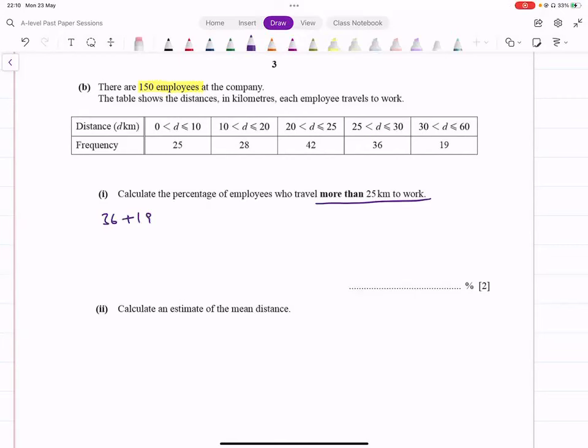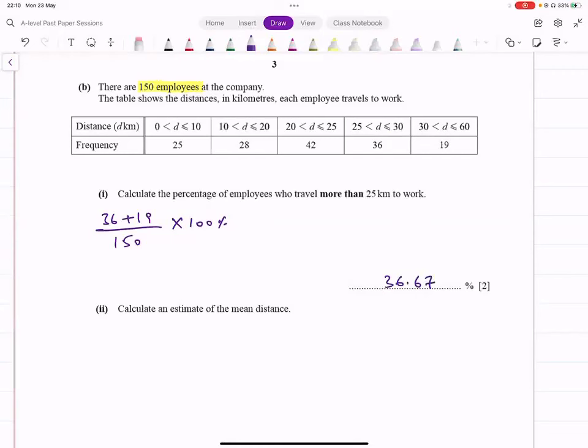36 plus 19. These are the two that satisfy your condition कि जो 25 किलोमीटर से ज्यादा travel करते हैं. Out of how many? Out of 150. So इसको divide कर दे 150 से. इसकी percentage आपको calculate करनी है, multiplied by 100%. You can just evaluate that from a calculator. You'll get that percentage that you need. So let's see what that gives us. 36 plus 19 divided by 150 into 100, and that gives me 36.67%. I can just write it like that, 36.67%, and that should be okay.